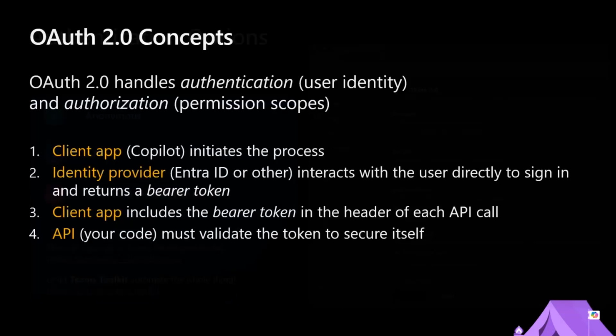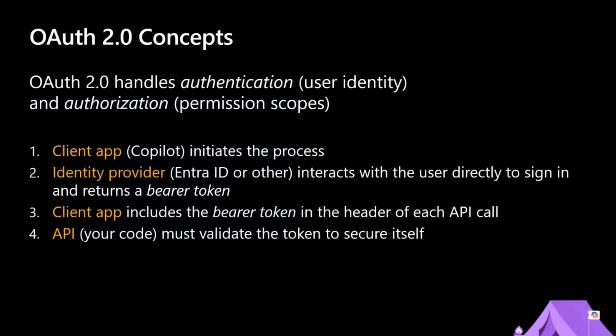So the way this works is a client app, which is now Copilot, initiates the process. An identity provider interacts with the user to sign them in and creates this thing called a bearer token. And then the client app has to include that bearer token in every API call. Your code must then validate that token. The rub is that Microsoft does not currently have a supported library for validating tokens in Node.js or Python or anything but .NET. And this is unfortunate.